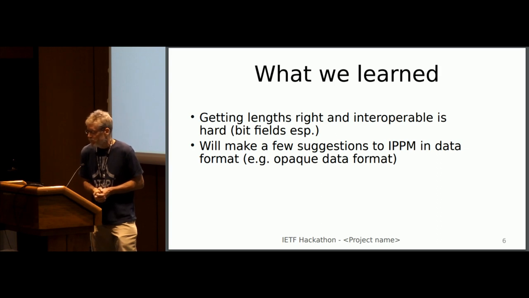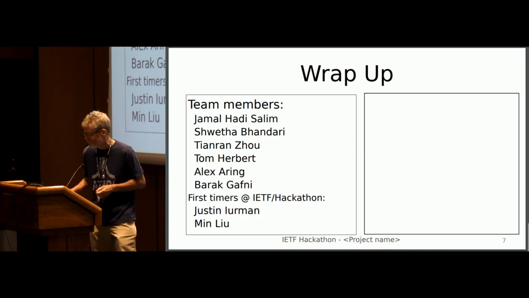So we did learn a few things, particularly trying to get things to interoperate. Getting the lengths right when we're parsing fields, particularly fields that hold lengths that correlate to other lengths, was kind of interesting. Bit fields don't make things easier in this regard, especially when they're split across byte boundaries. And we also have a few suggestions to IPPM, particularly in some of the data formatting, the opaque data format, for instance. It's a lot easier to deal with fixed fields than variable length data in this regard. So we probably have some good feedback on that.